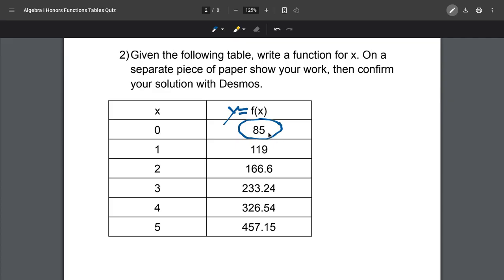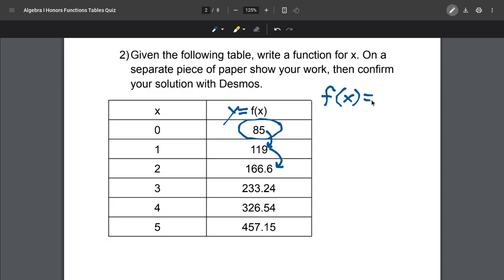Now if I look at how much the increase is, if I go from 85 to 119, that's like 15 plus 19, so that's 34. So it jumps up by 34 here. But then when I go from 119 to 166.6, that's a jump of 47.6. So we went from 34 to 47.6. So we are pretty sure, on a quiz that has linear and exponential functions, that this one's going to be an exponential function.